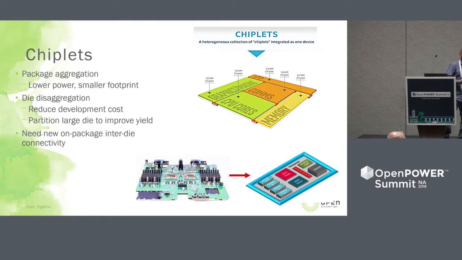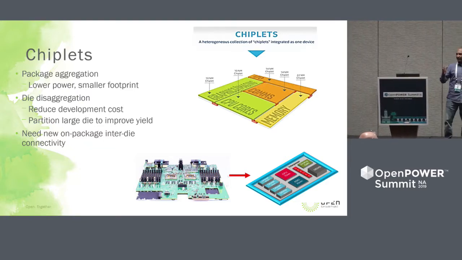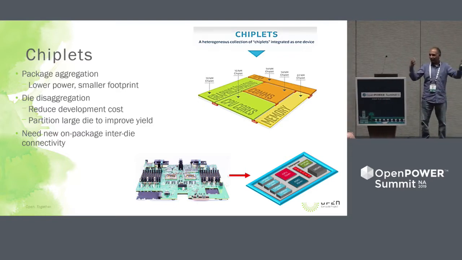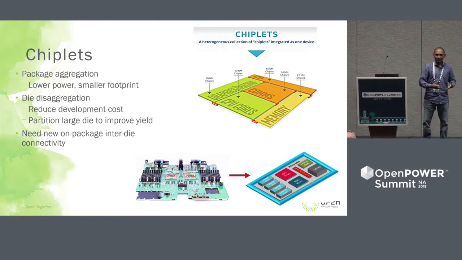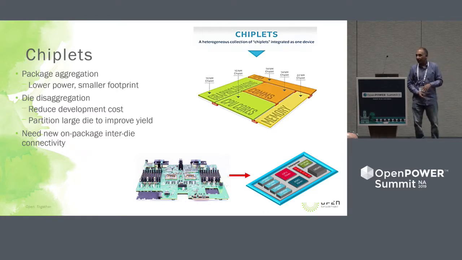Basically the whole motivation with chiplets is you've got two broad motivations. One is to take a board and shrink it down because you want lower power, smaller footprint, whatever else. And the other is what we've been discussing, how to disaggregate a die. Those are your two broad motivations. And in either case, you'll benefit from new inter-die connectivity. That's the basic pitch, the basic motivation for the group.